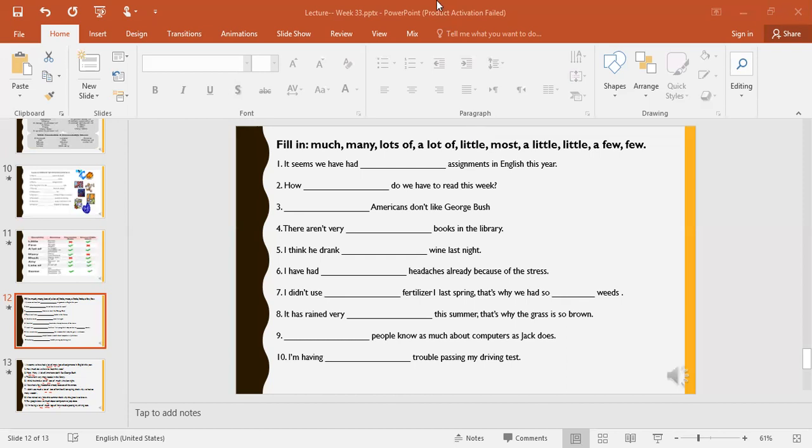Number 3, yes, Jude. Many Americans don't like George Bush. Many Americans. Very good. There aren't very books in the library. Yalla, who will do number 4? Yes, Aya. There aren't very much books in the library. There aren't many books. It is better when we say many books.